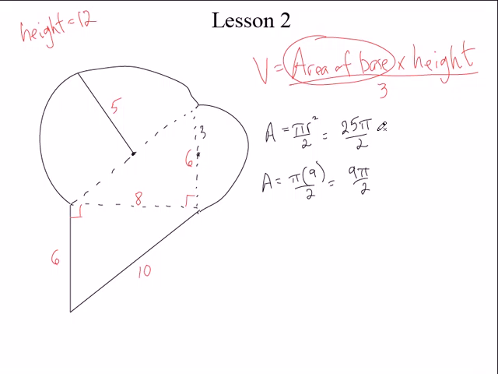Let's add those up right now, just for fun. What's 25 and 9? 34 pi over 2. And let's just simplify this to make my numbers real easy to work with. What's 34 divided by 2? 17 pi. So far, that's not my answer, is it? That's just the area of these two semicircles. You good so far?